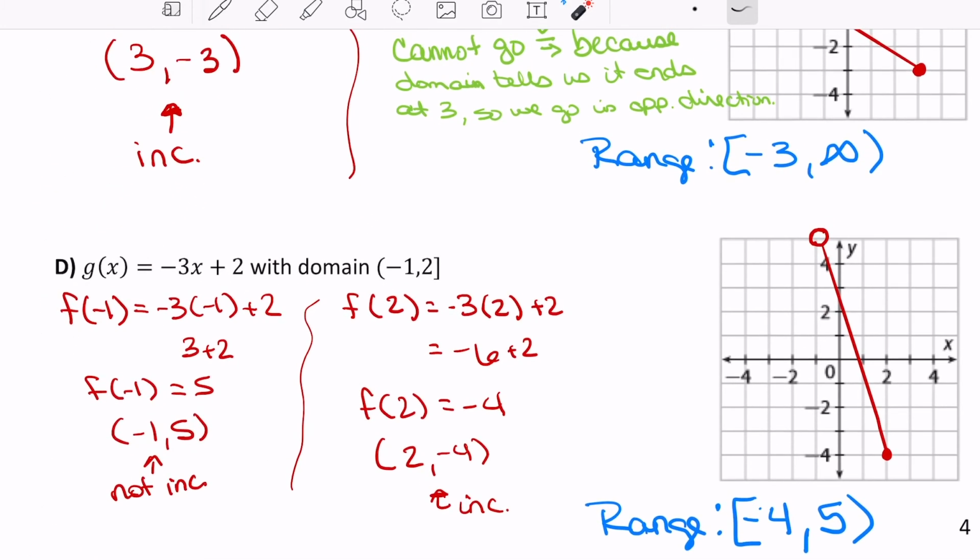Second one had two endpoints. You should have a closed circle at (2, -4) and an open circle at (-1, 5). Range bottom to top, so -4 up to 5. -4 is included, 5 is not included.